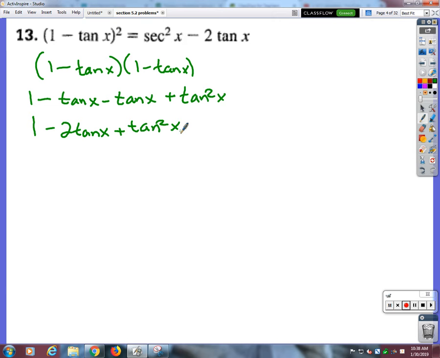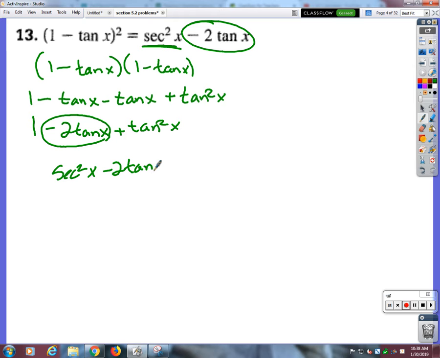Okay. All right. Let's take a pause. Right now we've got this matching this, right? So we just need to find a way to make 1 plus tangent squared x equal to secant squared x. And if you look up here, 1 plus tangent squared x equals secant squared x. So I can just replace that with secant squared x, and I'm done. Yep, good deal.